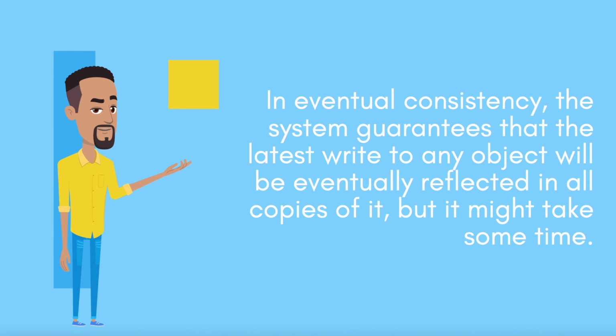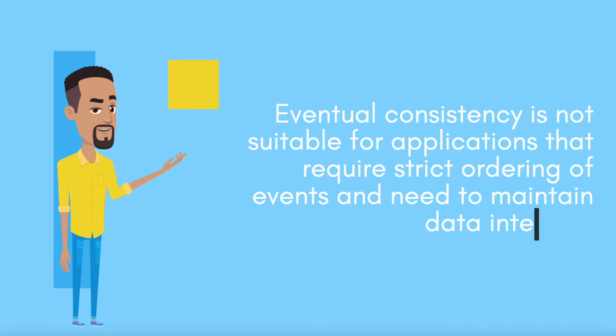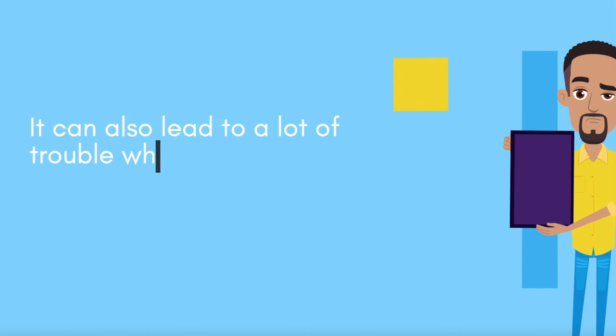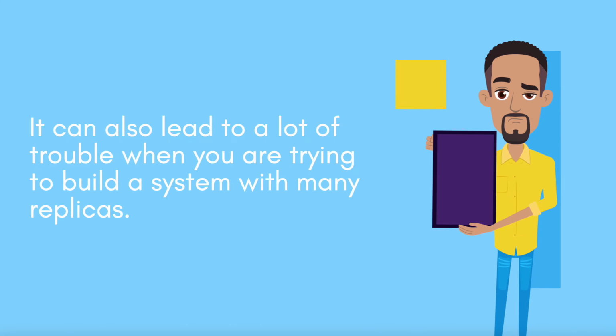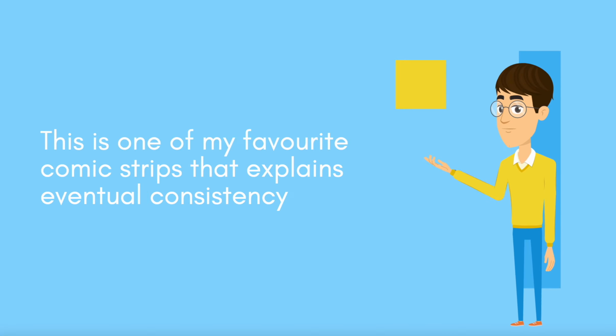In eventual consistency, the system guarantees that the latest write to any object will be eventually reflected in all copies of it, but it might take some time. Eventual consistency is not suitable for applications that require strict ordering of events and need to maintain data integrity. It can also lead to a lot of trouble when you are trying to build a system with many replicas. This is one of my favorite comic strips that explains eventual consistency.